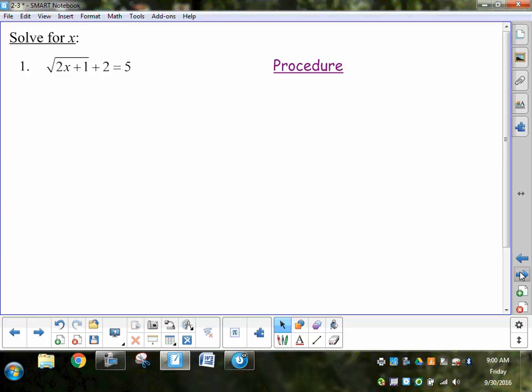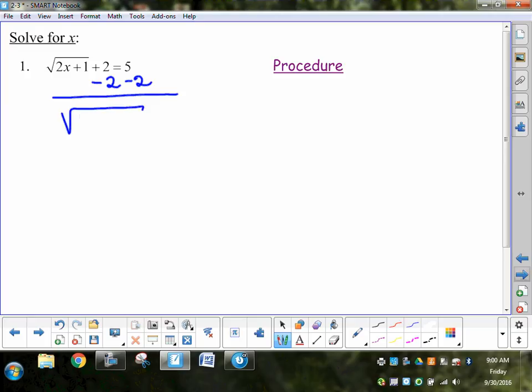Let's isolate our radical. So if you want to write that out as step 1, isolate your radical. We're going to subtract 2 from both sides. So that leaves me with the square root of the quantity 2x plus 1 is now equal to 3. Our first step is always to isolate or get the radical alone. So if you want to write that in the margin, feel free. John, what do you do to remove the radical?